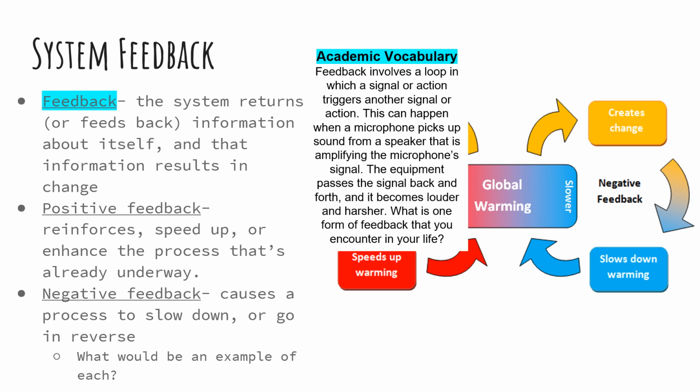So feedback is an academic vocabulary word. Feedback involves a loop in which a signal or action triggers another signal or action. This can happen when a microphone picks up sound from a speaker that is amplifying the microphone signal. The equipment passes the signal back and forth, and it becomes louder and harsher. What is one form of feedback that you encounter in your life? So, you should answer that in the academic vocabulary section of your textbook.